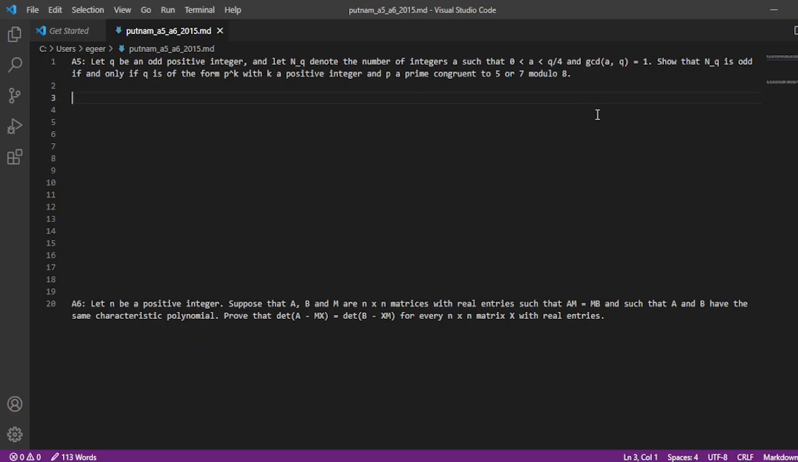Okay, so it's interesting. Obviously we can count the number of a coprime to q very easily using the Euler totient function. Here, though, we have this constraint that we're only counting the ones less than q over 4.